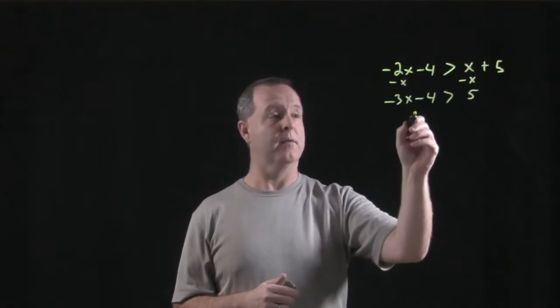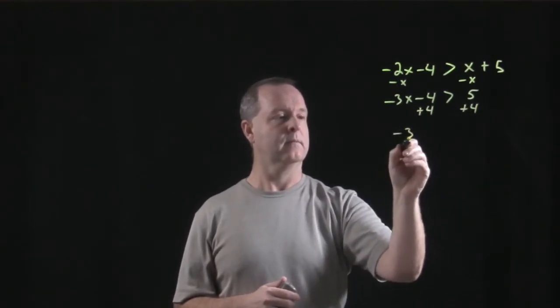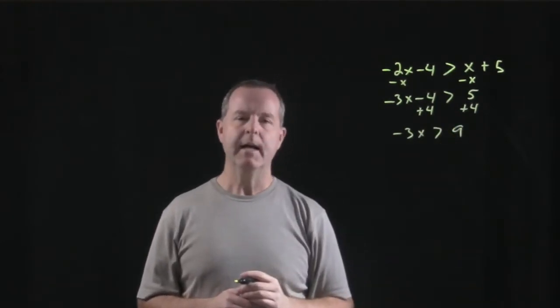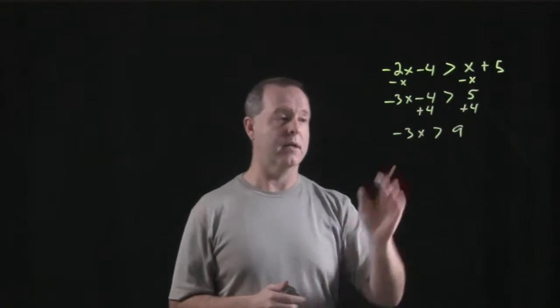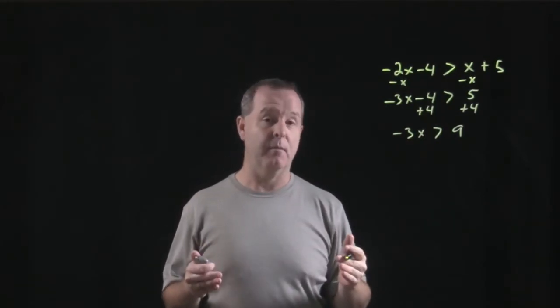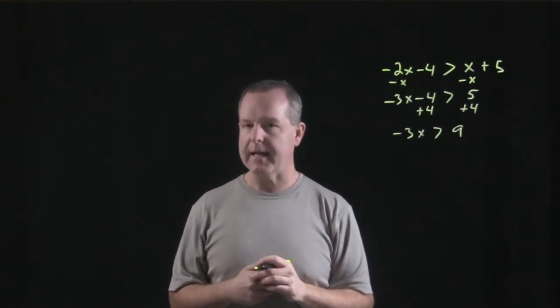I get to add 4 to both sides. Negative 3x is greater than 9. Now, one thing that we need to be very careful about when we're solving linear inequalities is when we multiply or divide by a negative.